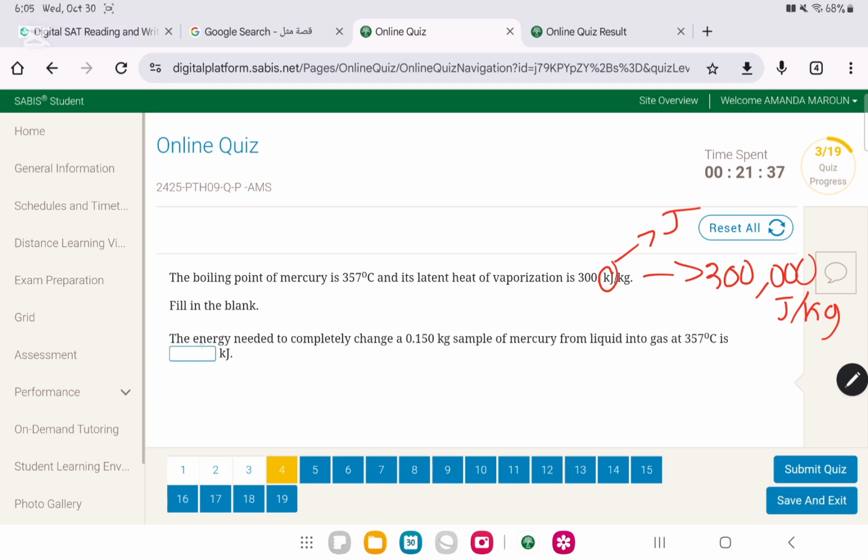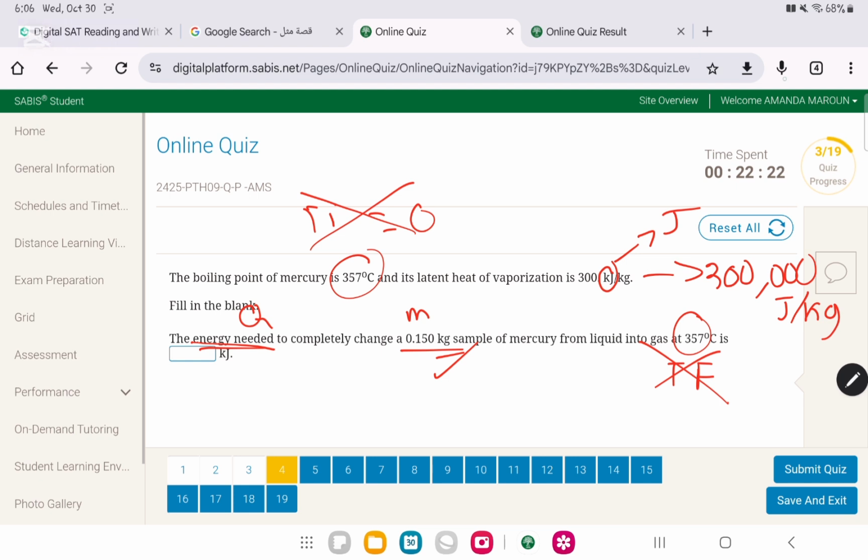Now they need what? They need the energy needed, so Q, to completely change a 0.150 kg sample of mercury from liquid to gas at what? At the same temperature, which is the boiling point. This is the mass, and it is in kg, so we keep it as it is. So if you do temperature final minus temperature initial, you're going to get 0. But if we multiply it by 0, we're going to get 0 as the quantity required, but in reality we need a quantity. So in this equation, we're not going to use the temperature.